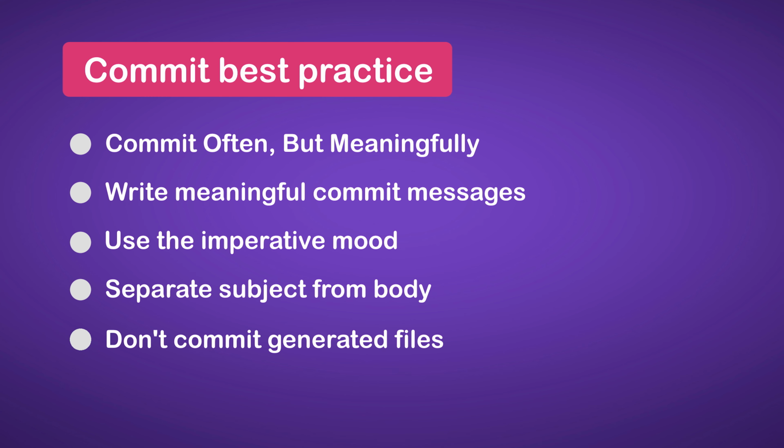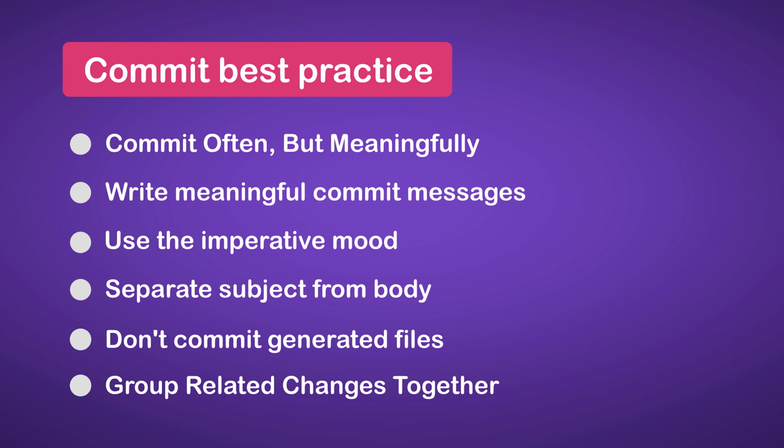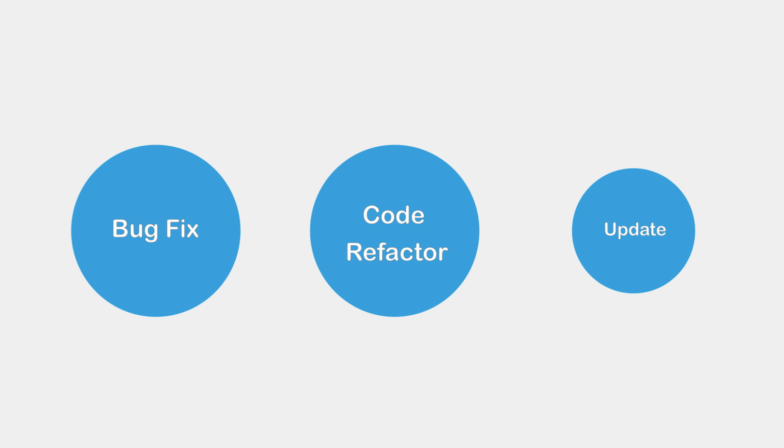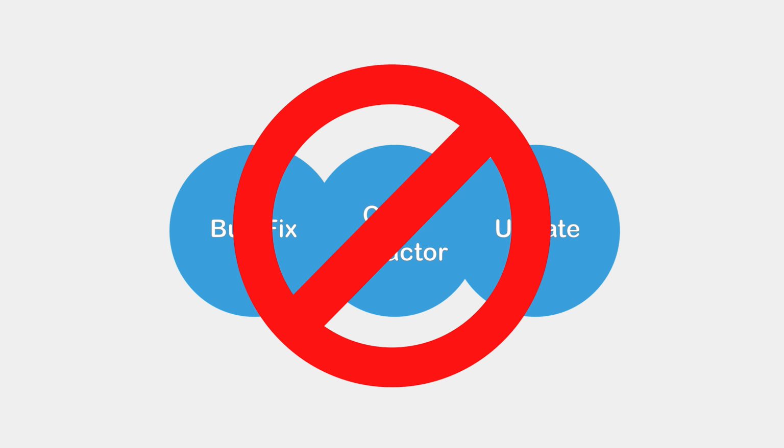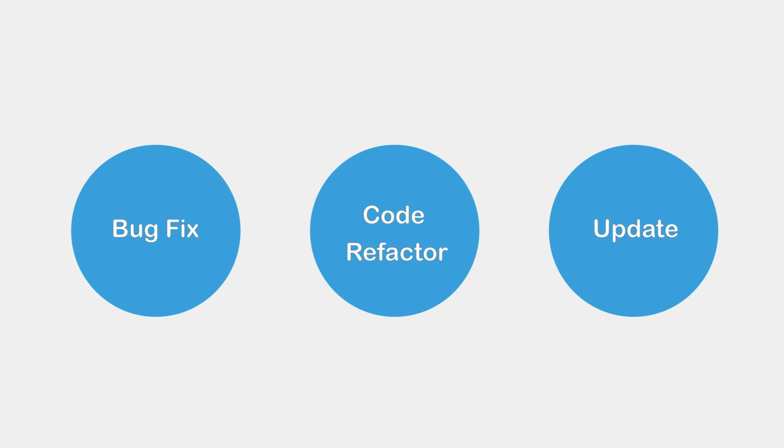Keep your repository clean by only committing the source files, not files that are generated from those sources, like binary files or logs. Keep related changes grouped in a single commit. If you are fixing a bug, refactoring code, and updating documentation, don't do it all in one commit. Separate those into different commits so that each one is focused on a single responsibility. This makes reviewing the changes and debugging a lot easier.